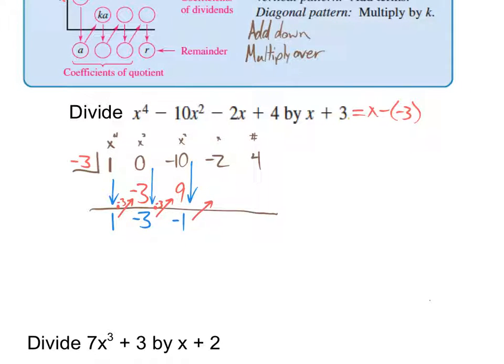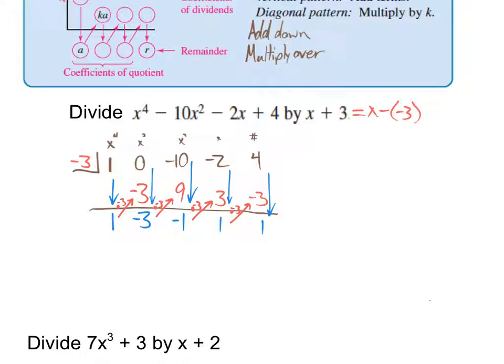Multiply over times a negative 3, and I get positive 3. Add down, and I get 1. Multiply over. So times negative 3 is negative 3. And finally, I add down, and I get 1. And that's your remainder, right? And the final value is going to be your remainder.